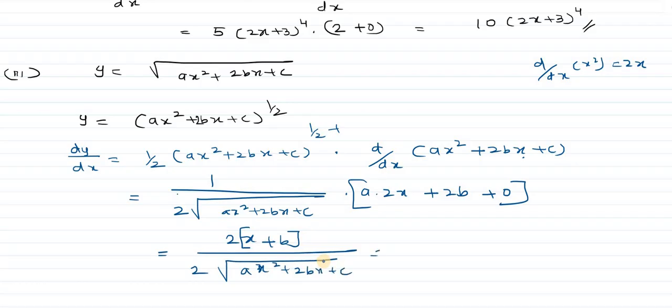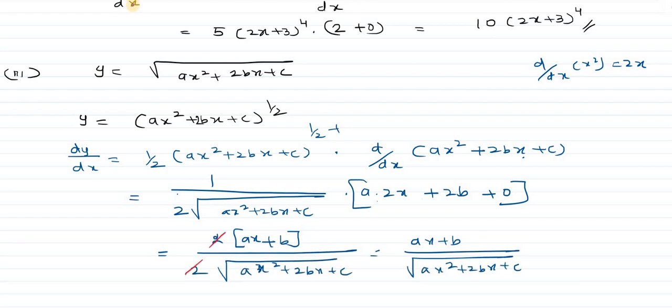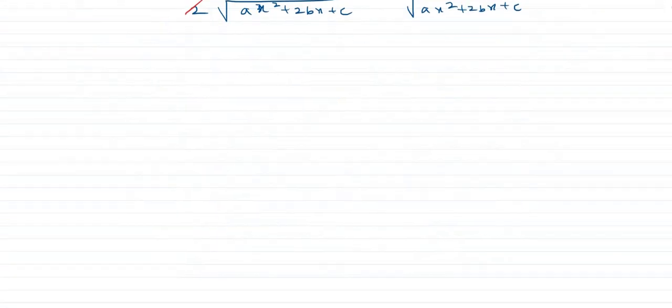2 cancels. Here I left out a while writing, so it is 2 into ax plus b. So ax plus b divided by under root ax square plus 2bx plus c. Is it clear? This 2 cancels. Is it difficult? So next sum is, okay. Is it done?